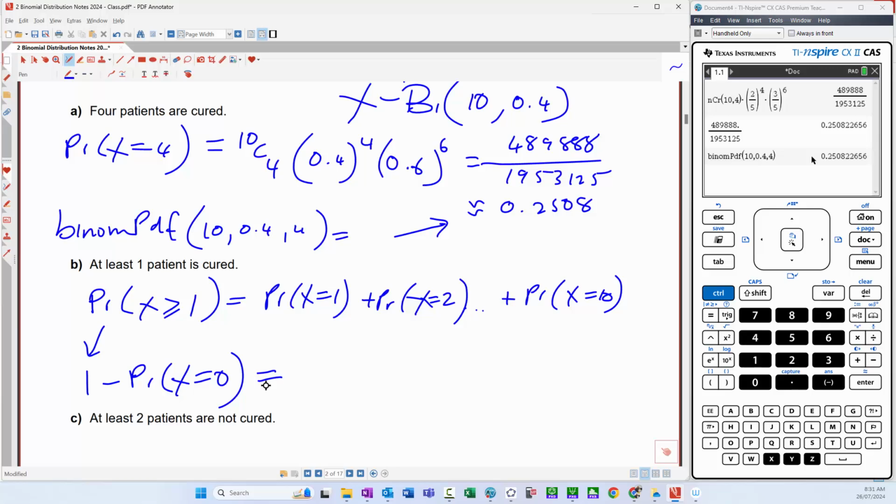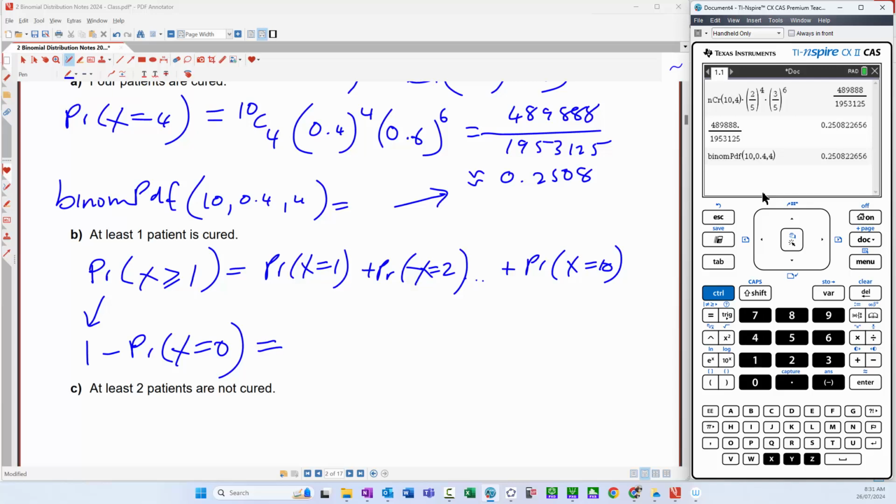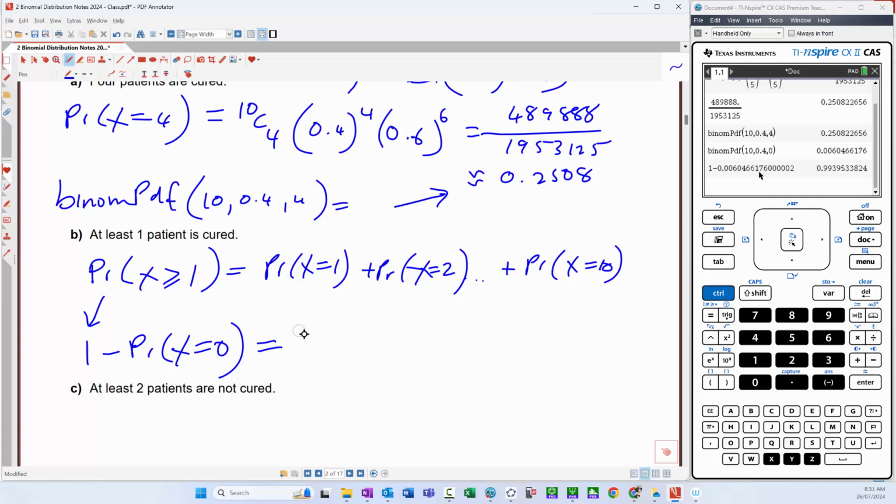So that will do, because we're allowed to do a 4 decimal place approximation, we'll just slam this straight out on the calculator. So what I'm going to do is binomial PDF, I'm just going to copy that across, and I'm looking for the probability that the random variable is 0, and it's that, and then we're going to do 1 take away whatever's in the answer slot. So that's going to be 0.9939940, it looks like. So yeah, that's a much faster way.